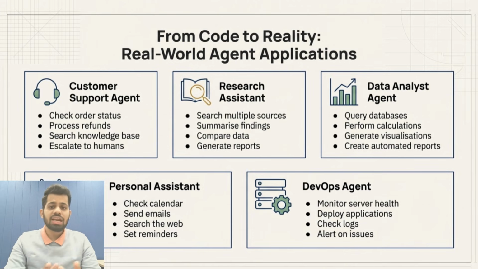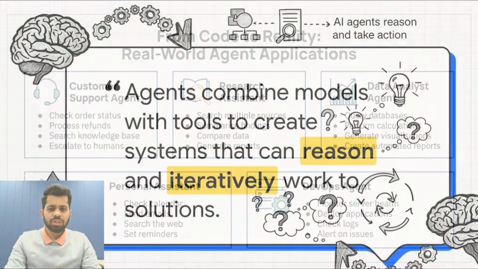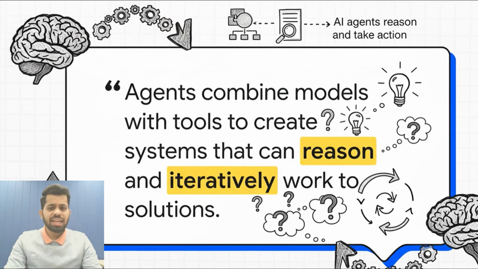Next can be your personal assistant that can check your calendar and send emails, search the web, set reminders and schedule tasks. And you can also build a DevOps agent that can monitor server health, deploy applications, check logs, and alert on issues. The possibilities are endless. Any task that requires reasoning plus action can be automated with an agent.